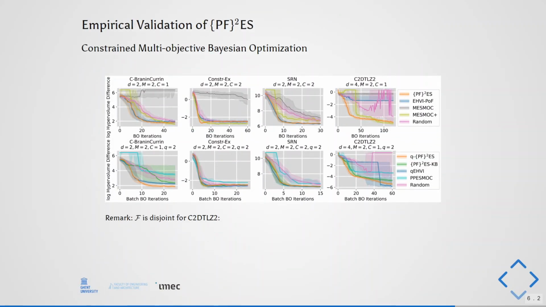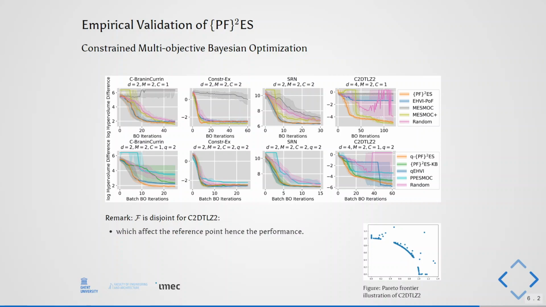We have also demonstrated the performance of PF2ES for constrained multi-objective Bayesian optimization in the first row, and in the batch setting in the second row. And again, we are able to see the competitive performance of PF2ES. Also, one thing to remark is that the C2DTLZ2 benchmark function, which is part of the Frontier AISTATS joint, also imposes some issues on the reference point setting for the EHVI-related acquisition functions, hence the degradation in the performance of this gold standard acquisition function. However, PF2ES does not rely on such a reference point, so its performance is very robust with respect to the shape of the Pareto frontier.